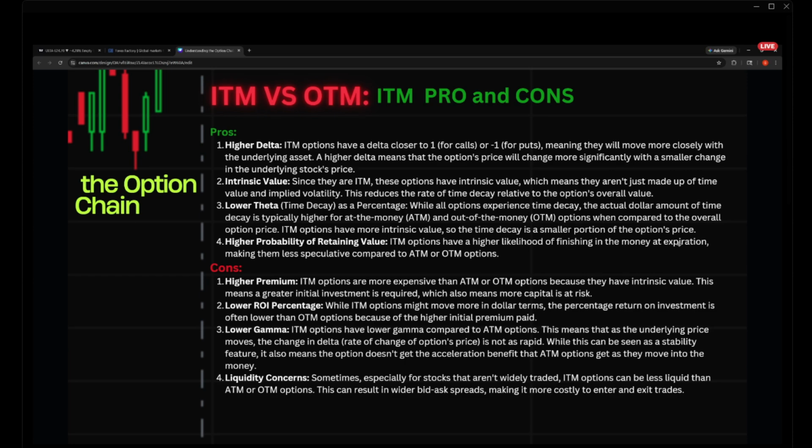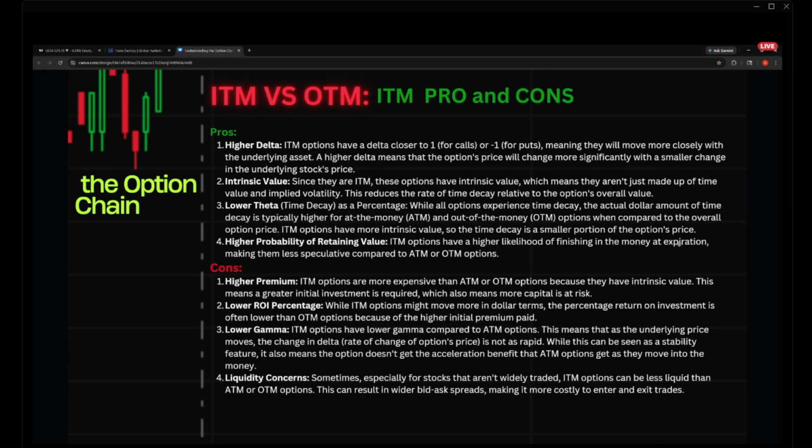Lower theta, right? The rate of decay is going to be lower for contracts that aren't just time, because theta is tracking the rate of decay over time. While all options experience time decay, the actual dollar amount of time decay is typically higher for at the money or out of the money contracts when compared to the overall option price. In the money options have more intrinsic value, so the time decay is a smaller portion of the option's price.